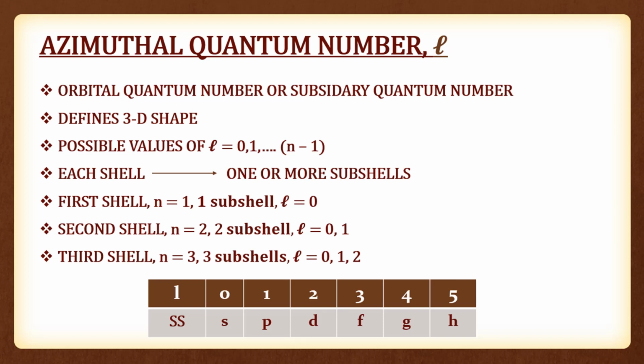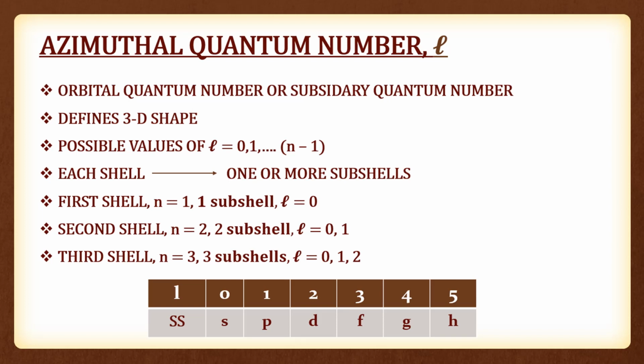The number of subshells in a particular shell of principal value n is defined by the azimuthal quantum number. For the first shell where n is equal to 1, there is only one subshell which corresponds to L is equal to 0. For the second shell where n is equal to 2, only two subshells correspond to L is equal to 0 and 1. For the third shell where n is equal to 3, there are three subshells corresponding to L is equal to 0, 1 and 2.